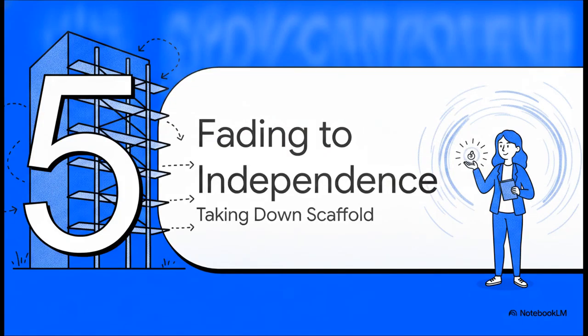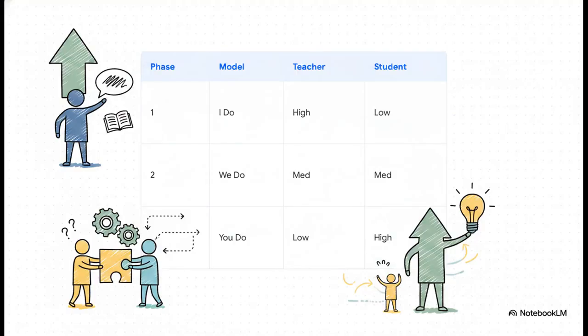And finally, Section 5, fading to independence, taking down the scaffold. So, this matrix beautifully visualizes the gradual release of responsibility, which you've probably heard called the I do, we do, you do model. In Phase 1, the I do phase, teacher responsibility is high and student responsibility is low. You're the one modeling the task. In Phase 2, the we do phase, you shift into guided practice. The cognitive load is shared, medium to medium.